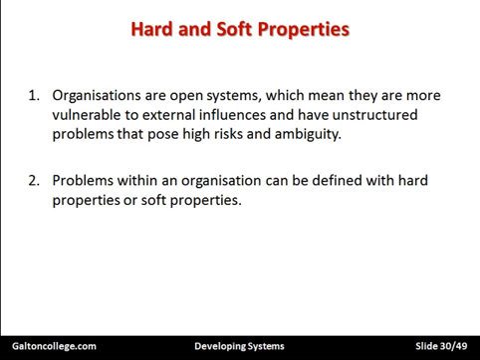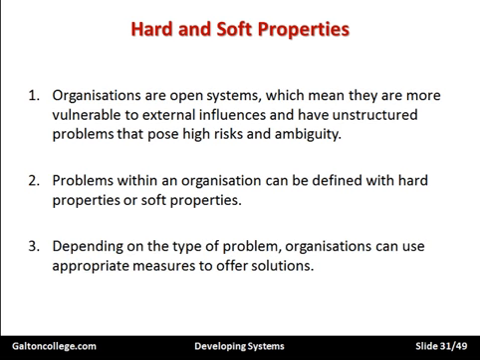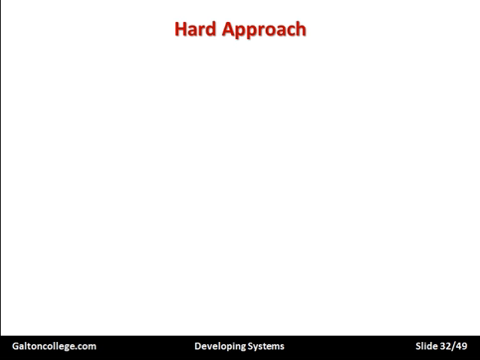Problems within an organization can be defined with hard properties and soft properties, as I said, and we need to look at what's meant by these. Depending on the type of problem, organizations can use appropriate measures to offer solutions. So it's important just to look at the problem, see what the problem is, and see what sort of solutions can be offered. Let's take the hard approach and see what is meant by this.